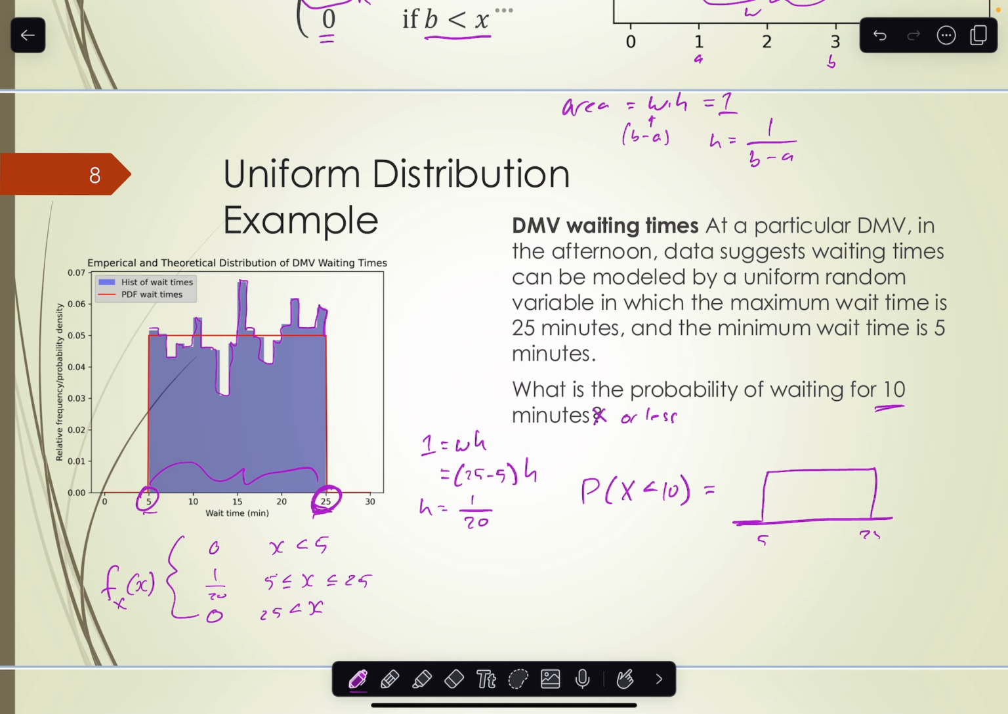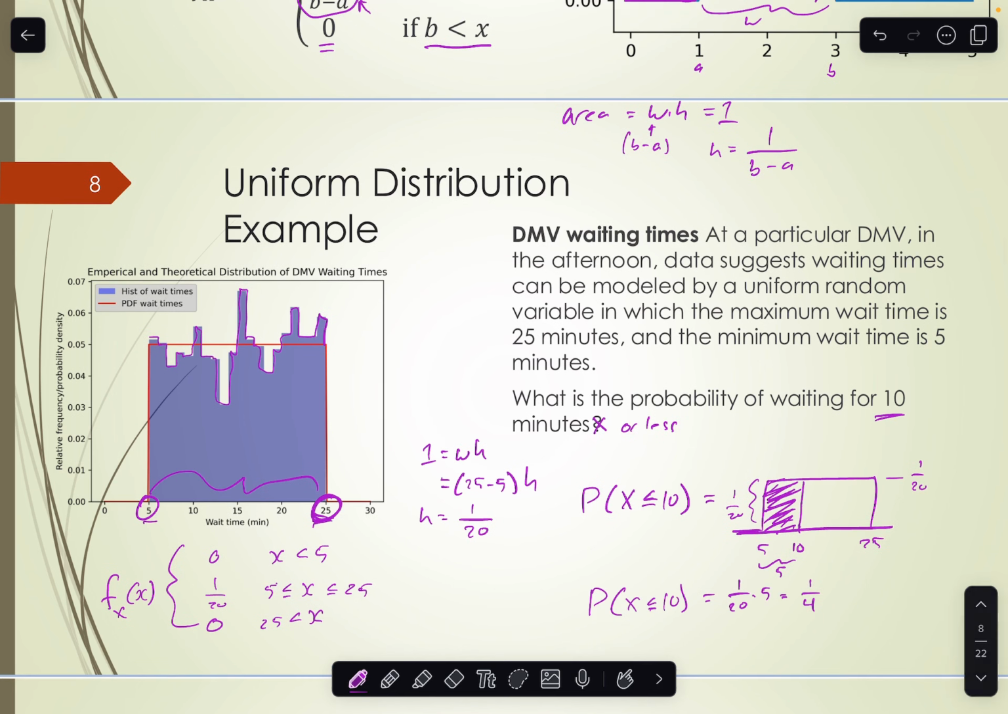Here's 5 to 25. Here's 1/20th. And I'm going all the way to 10 here. So I need to find the area from 5 to 10. The width is 5, and the height is 1/20th. So this area is going to be equal to 1/20th times 5, which equals 1/4. So the probability of the waiting time being 10 minutes or less is going to be 1/4. So that's the uniform distribution. And now we're going to go on to the normal distribution.